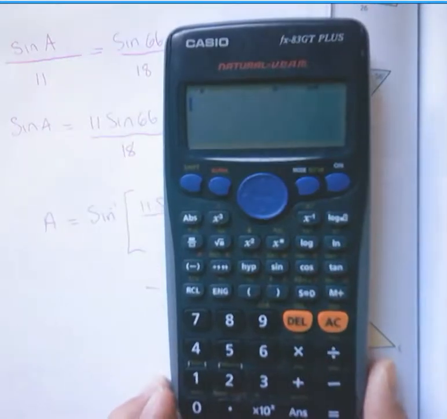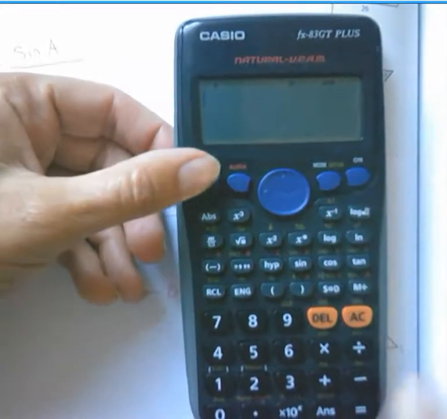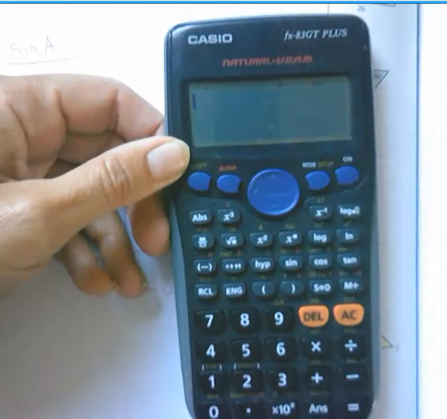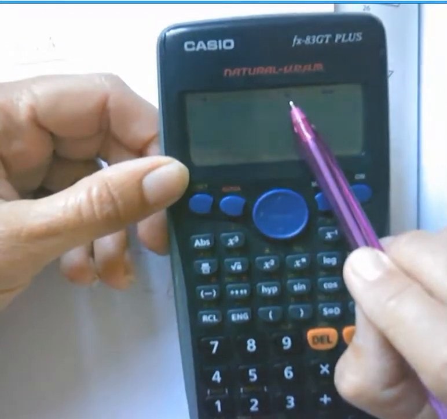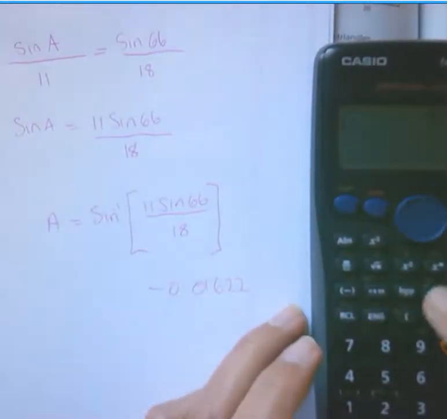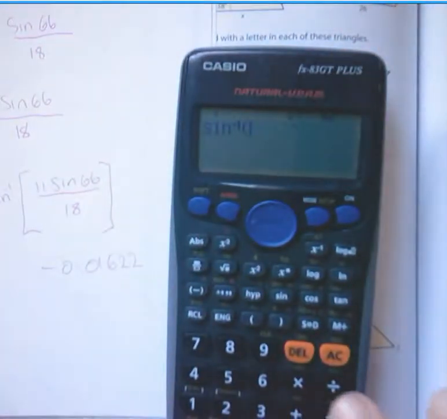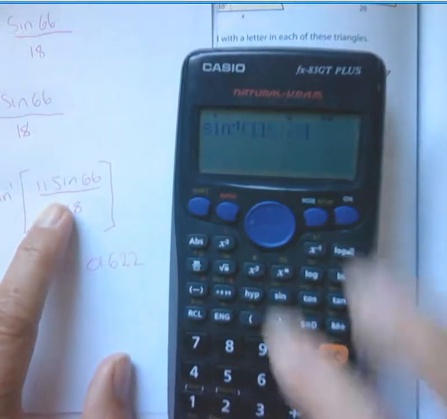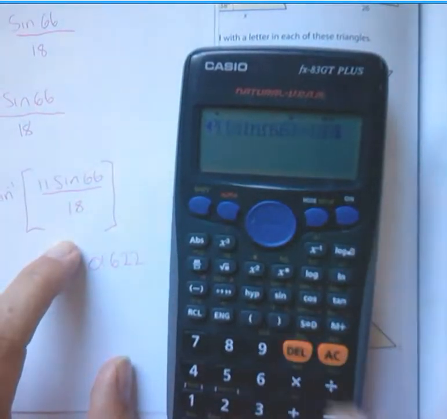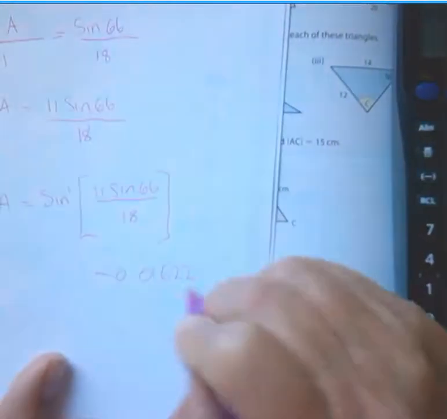Okay, so back again. Eventually I've discovered what I'm doing wrong. To get it to change from radians to degrees, you go shift, setup, and then you press 3 here. When you press 3 here, this little thing at the top changes to a D. So now if we plug in what we had, we have shift sine minus 1 bracket, 11 sin 66, close your bracket, divide it all by 18, another bracket, equals, and it tells you 33.93, which is much more what we'd want.